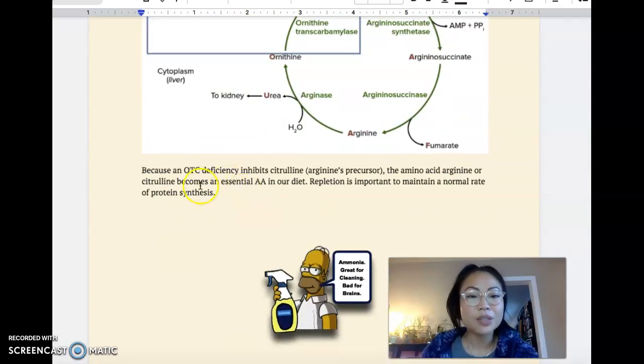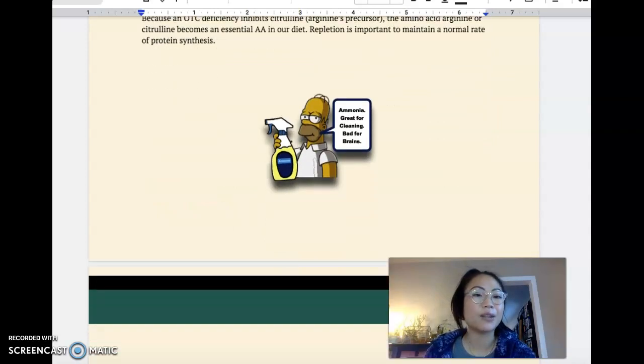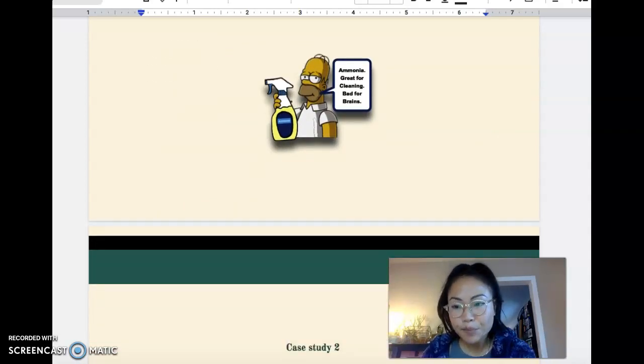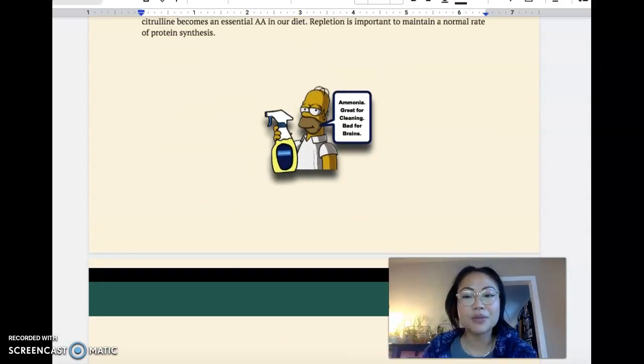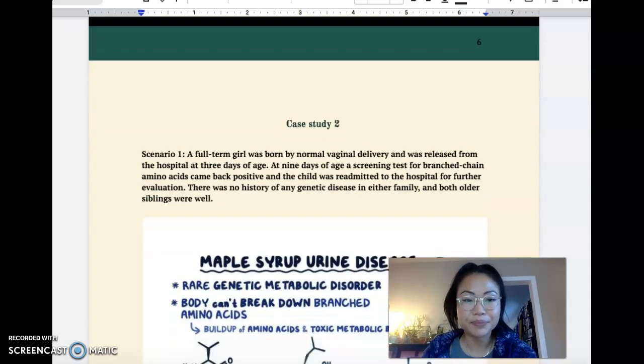So because an OTC deficiency inhibits citrulline, which is then transformed into arginine, either arginine or citrulline becomes an essential amino acid in our diet because we can't produce it. So we have to replete it in order to maintain a normal rate of protein synthesis. So ammonia is great for cleaning, but bad for the brain.